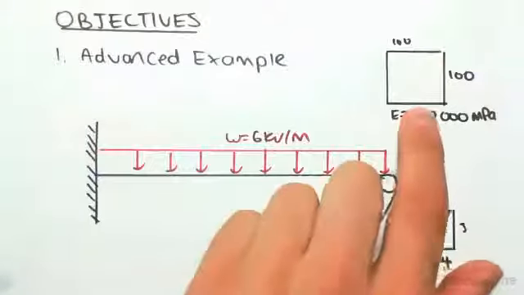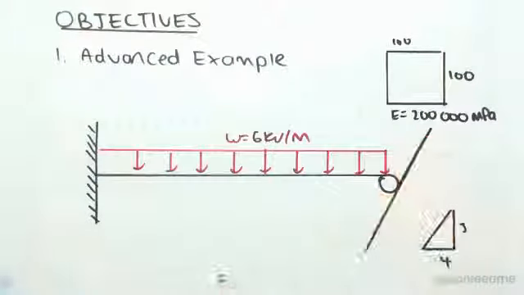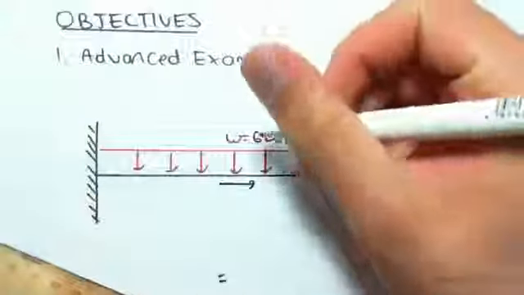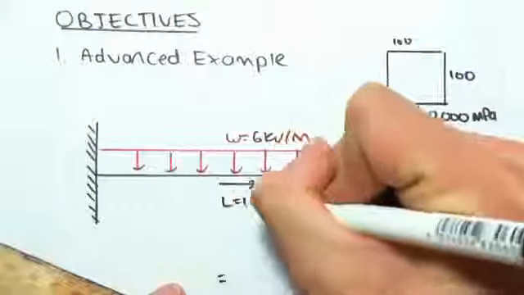It's just a square section, 100 by 100. The E is 200,000 MPa. So as always, we're first going to put down the location vector and label our degrees of freedom. So you'll see where it's different now. I'm just going to call the location vector from there to there. The length of this is 10 meters.